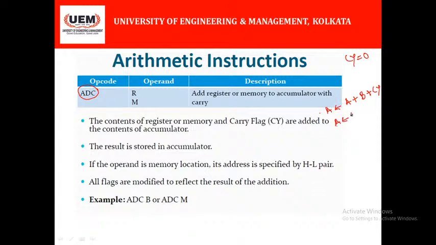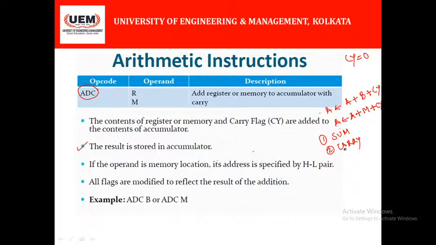If we are using memory, we need to add the value of the accumulator, add the value of the memory location M, then add the value of the carry flag. The result will be stored in the accumulator register. Here, result means we are concentrating on the sum. We know after addition two things are generated, one is the summation and the second one is the carry.